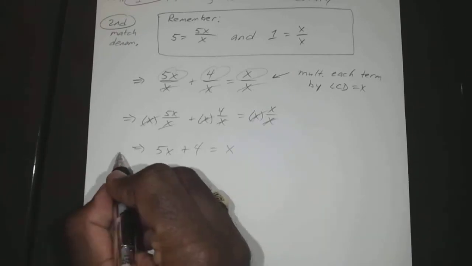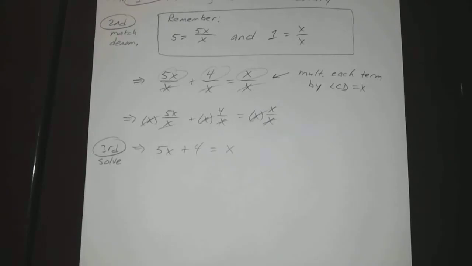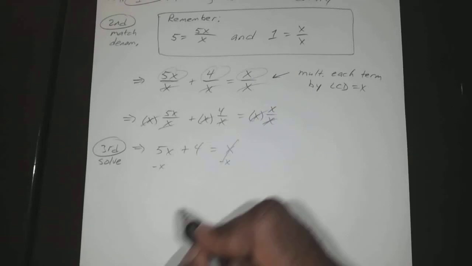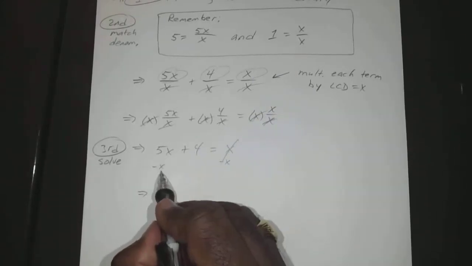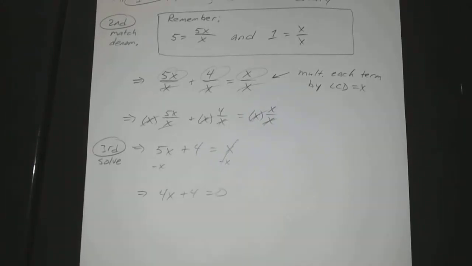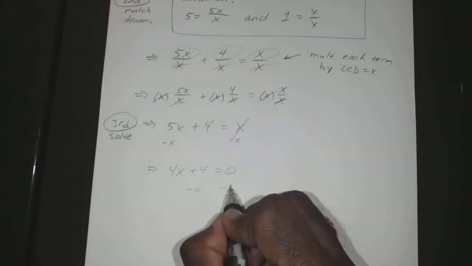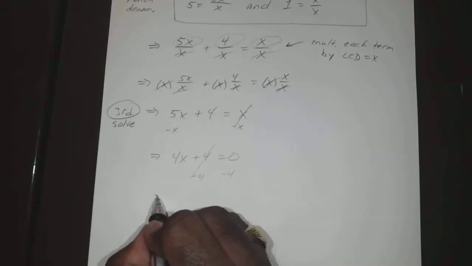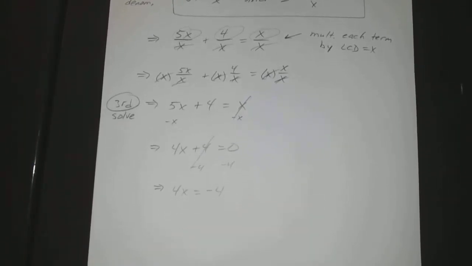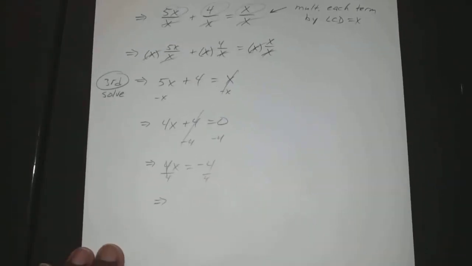Okay, so now brings us to our third step, which is just to solve it. So we go ahead and subtract x from both sides. So we have 5x minus x, so we have 4x plus 4 equals 0. So now we subtract 4 from both sides. Those two cancel out. So we have 4x equals negative 4. Divide both sides by 4. And we have x equals negative 1.